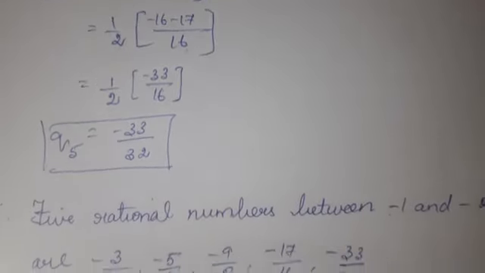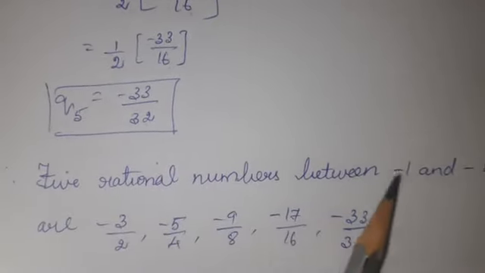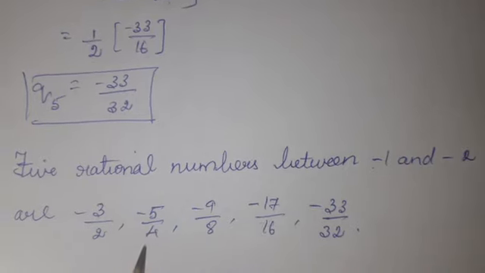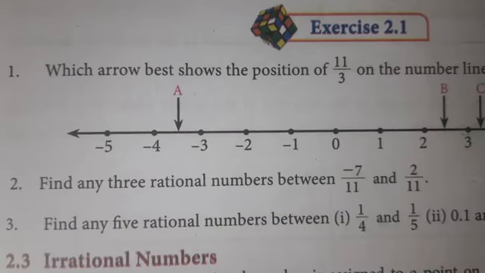After that you should write, therefore the 5 rational numbers between minus 1 and minus 2 are minus 3 by 2, minus 5 by 4, minus 9 by 8, minus 17 by 16 and minus 33 by 32. By this, exercise 2.1 is over.